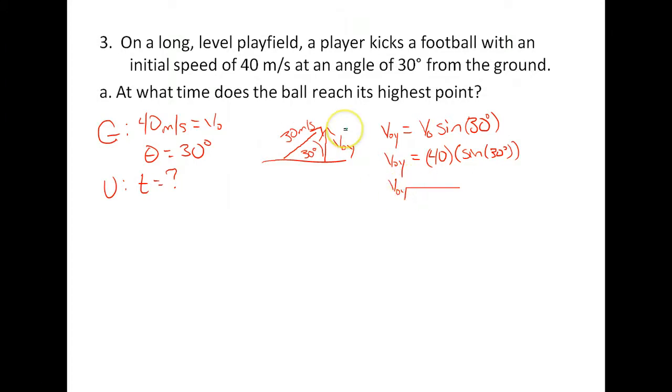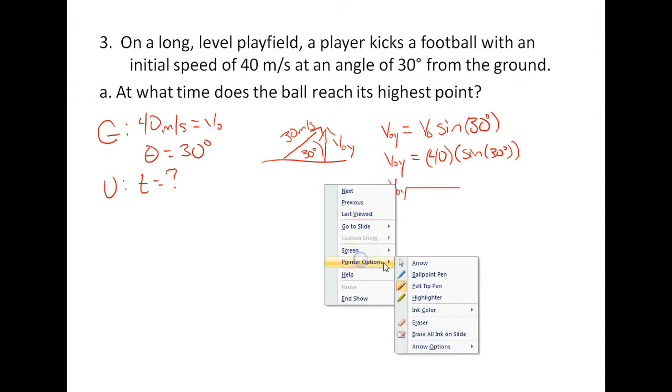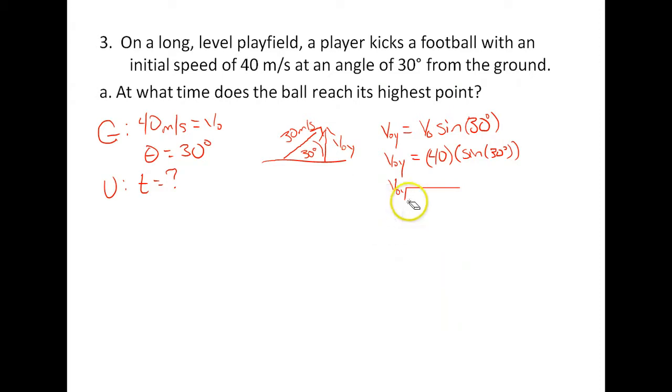Sorry about that, my pen is messing up a little bit. Let's see if this will fix it. All right, so we've got 40 times 1/2. So the initial vertical velocity should be 20 meters per second.